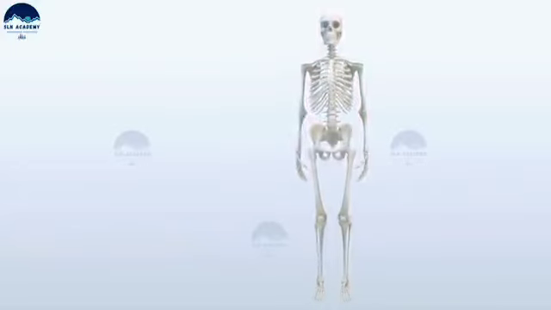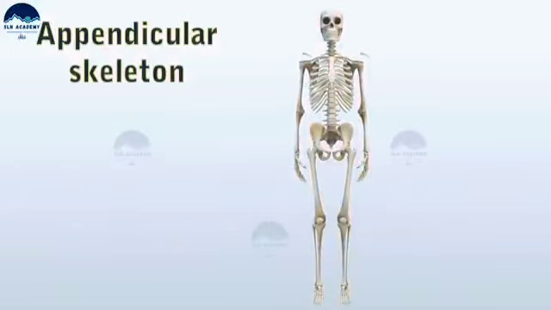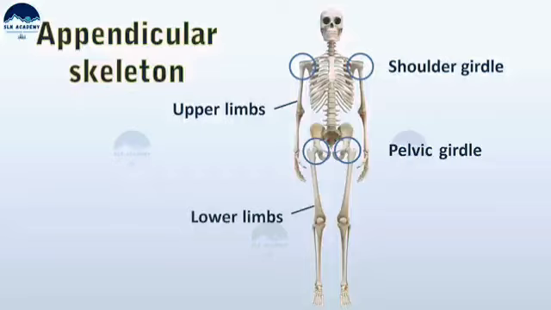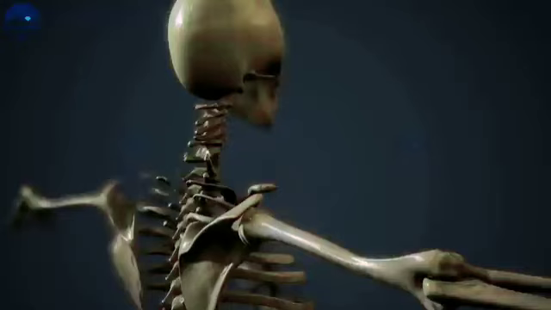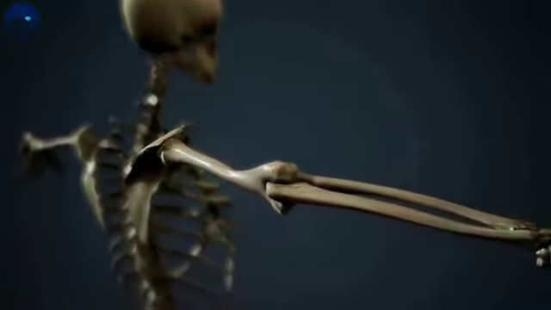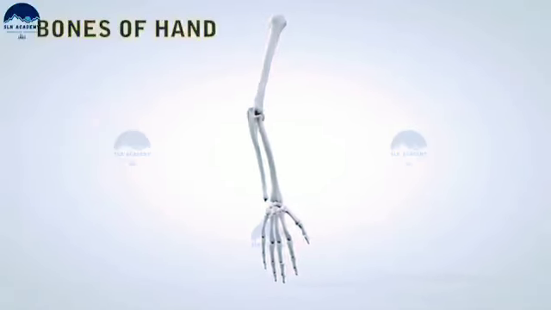Appendicular skeleton. The appendicular skeleton is formed by the shoulder girdle, the pelvic girdle, and the bones of the upper and lower limbs. The bones of the limbs, along with their girdles, together form the appendicular skeleton.